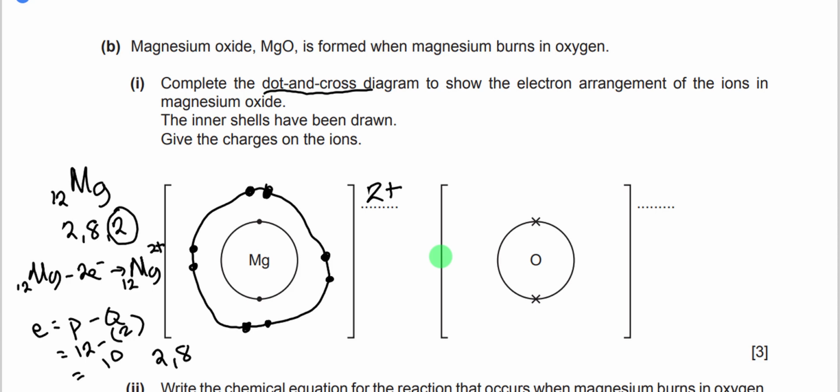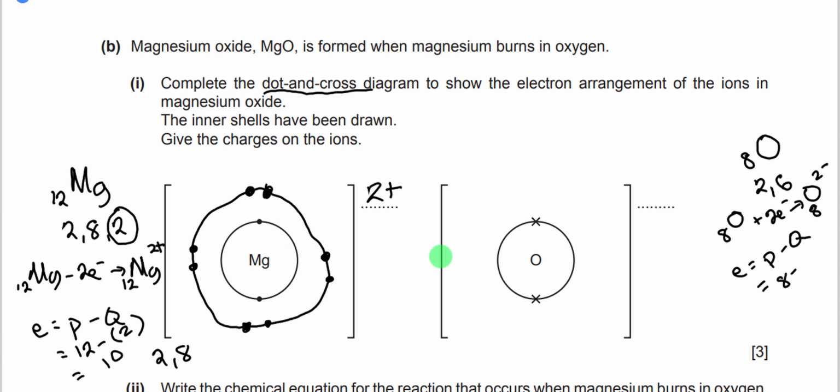And now oxygen. Oxygen is 8, that's 2, 6. So what will it do to form an ion? It will gain 2 electrons to form O2 minus. The protons are still 8, so the number of electrons is P plus charge, 8 plus 2, which gives us 10. First of all, let's write the charge here: 2 minus. So the electronic configuration will be 2, 8.